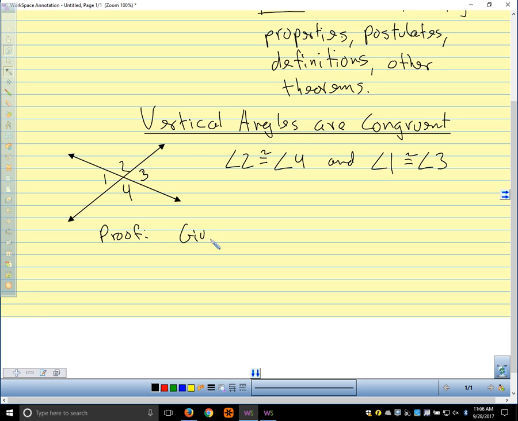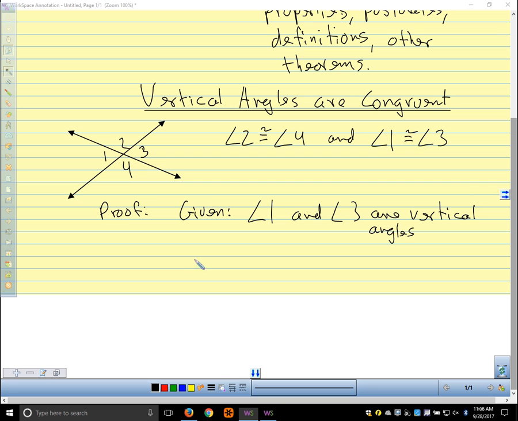So I'm going to be given, we're going to prove that angles 1 and 3 are congruent. I'm going to be given that angle 1 and angle 3 are vertical angles, and we want to prove that angle 1 is congruent to angle 3. And we'll do our two-column proof, our statements and our reasons.